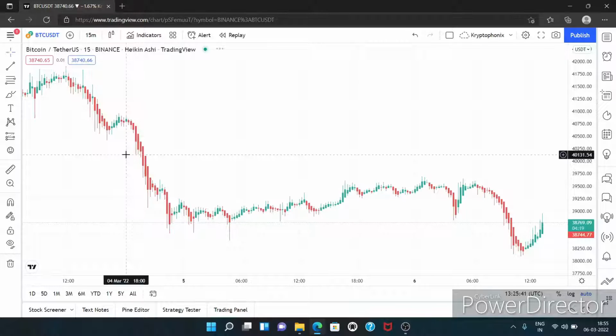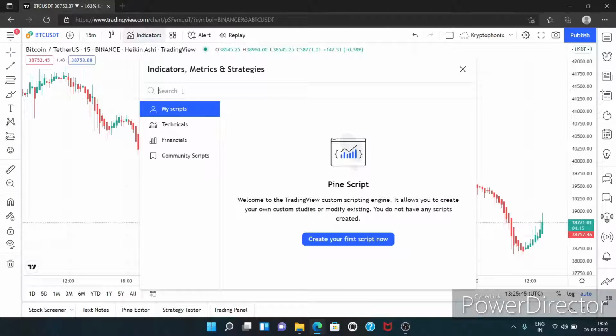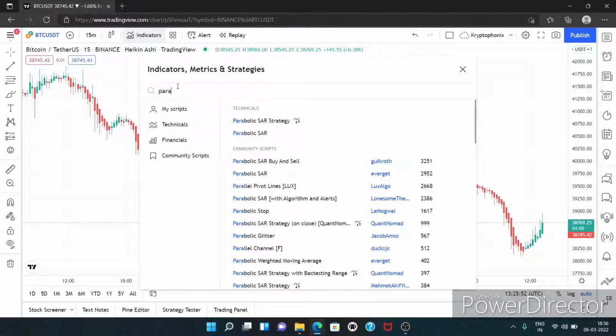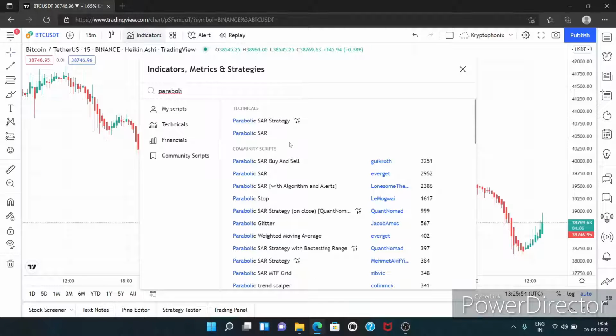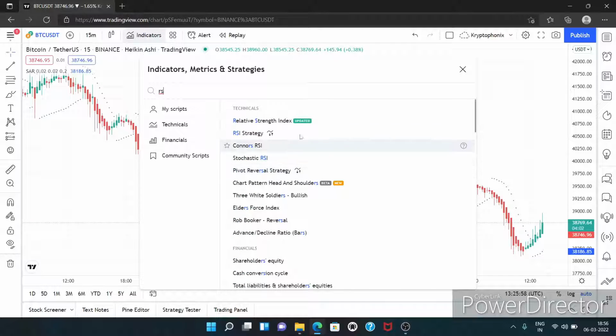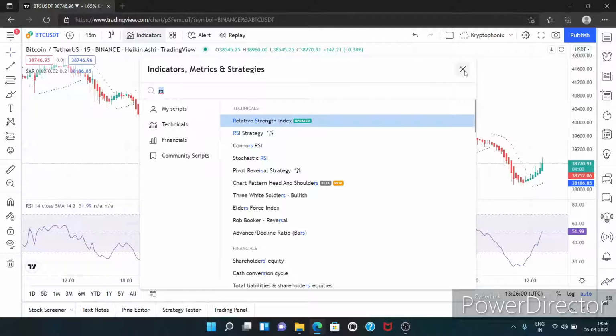After selecting Heikin-Ashi candles, we'll go to the indicators tab and we'll be using two indicators over here. The first one will be Parabolic SAR, and the second one will be RSI, relative strength index. Further, we'll be making some changes.